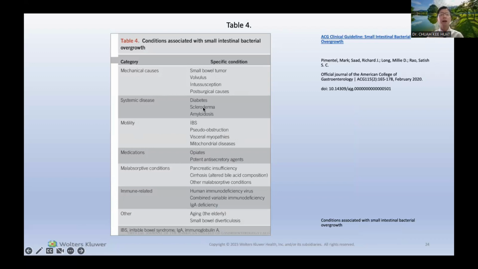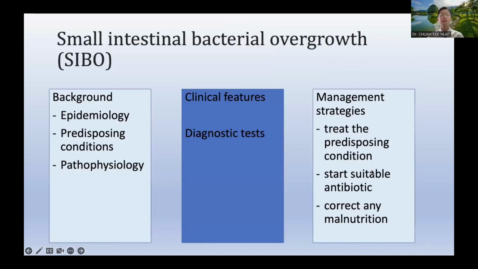Systemic disease, for example, diabetes, scleroderma, amyloidosis, will impact the motility of the bowels. They will make the individual immunologically susceptible. Motility problems like IBS, pseudo-obstruction, medication like opioids, and potent anti-secretory agents like proton pump inhibitors that can suppress the gastric acid. Malabsorptive conditions like pancreatic insufficiency and cirrhosis may impact the biliopancreatic secretion. Immune-related, obviously HIV patients, elderly patients as mentioned earlier, and small bowel diverticulosis.